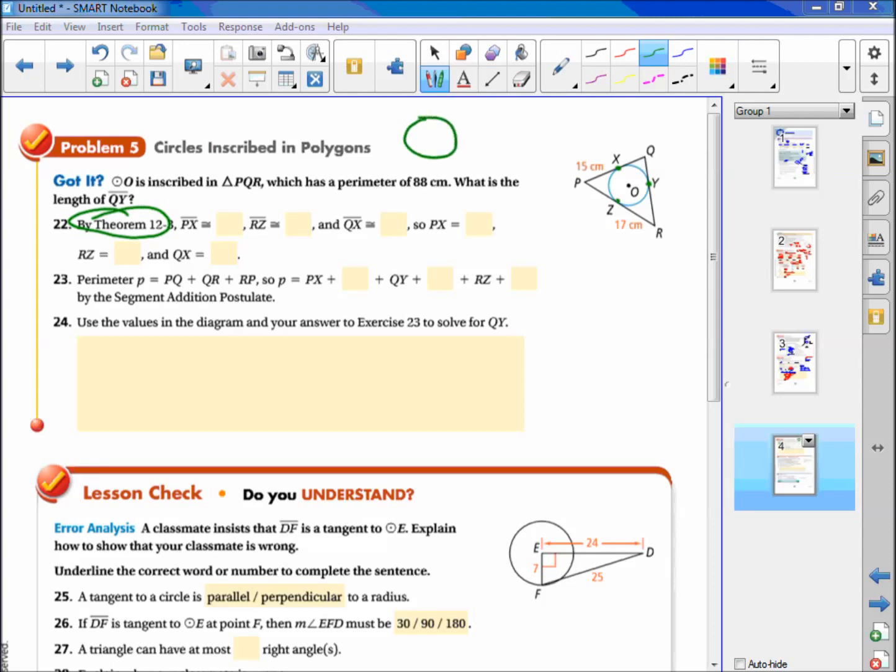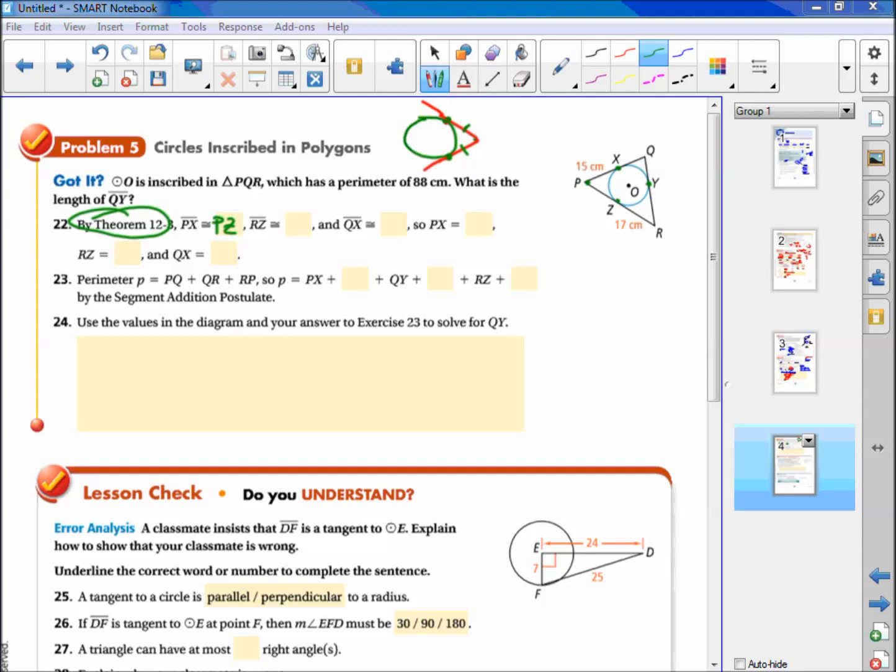12-3 says we have a circle, and a point outside the circle. If we draw tangent lines to the circle on each side, then the segments created here should be congruent to each other. So PX is going to be congruent to PZ. P is a point outside of the circle, and we have two segments, PX and PZ, that are tangent to the circle, so therefore they should be congruent.